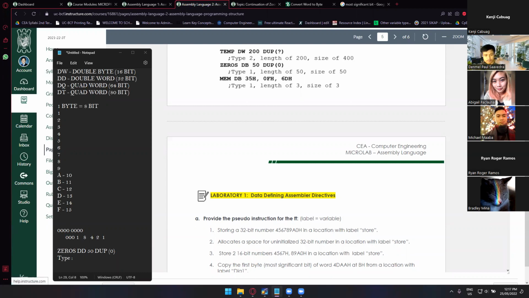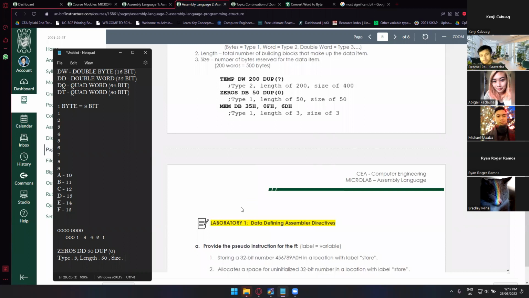Type 3 po. Type 3, what about the length? The length is 50. Yes. Sir, the length is 50. What about the size? Sir, 50 din po.